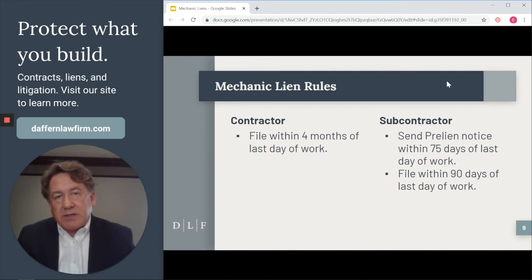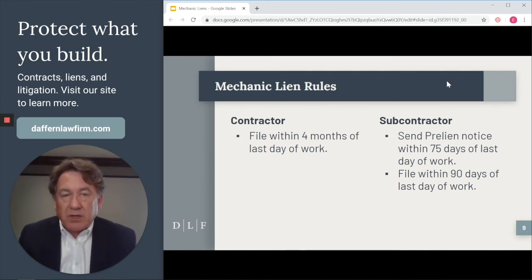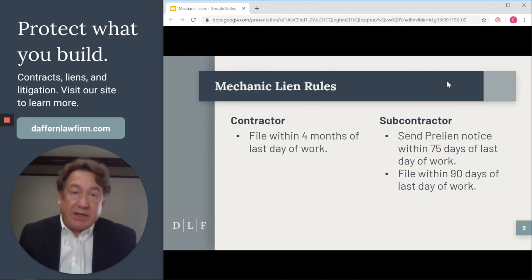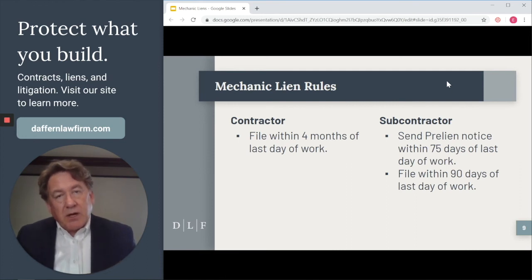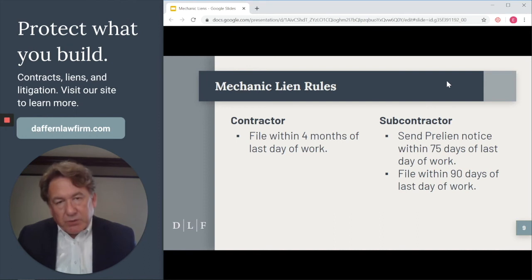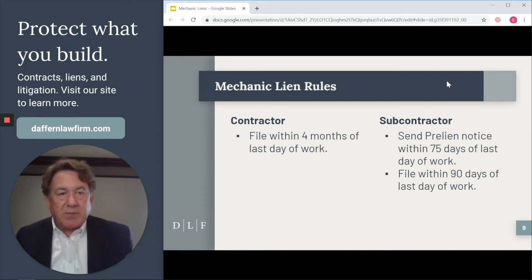And this is an interesting thing, and I don't know why the Oklahoma legislature did this, but a contractor has to file the mechanic lien within 4 months of its last day of work. The subcontractor has to file it within 90 days, not 3 months. And why the Oklahoma legislature made the contractor time limit in months and the subcontractor in days, I don't know. You would think it would be 4 months and 3 months, or 120 days and 90 days. In any event, be sure and remember that for a general contractor, it has to be 4 months, and for a subcontractor, 90 days.